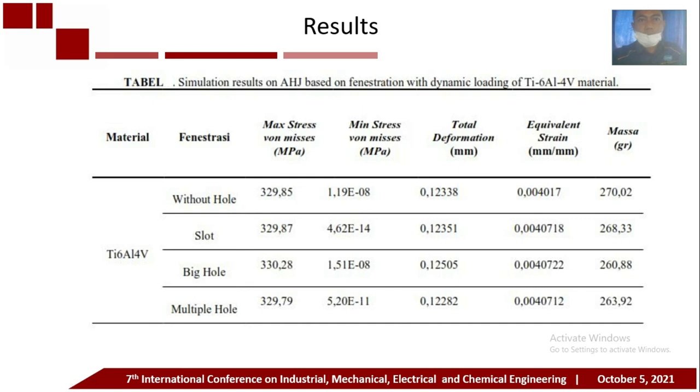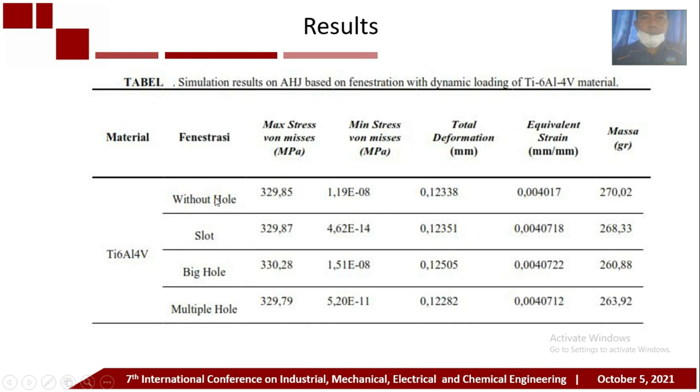Result. Simulation has been carried out with finite element analysis on the design of an artificial hip joint with dynamic loading. The analysis was carried out using the ICIMECE transient structural module to determine the distribution of stress, strain, and total deformation. This modeling used an artificial hip joint without the bone framework. In dynamic loading, the models used are artificial hip joint models in fenestration variation. From the analysis, the result is obtained as shown in this table.